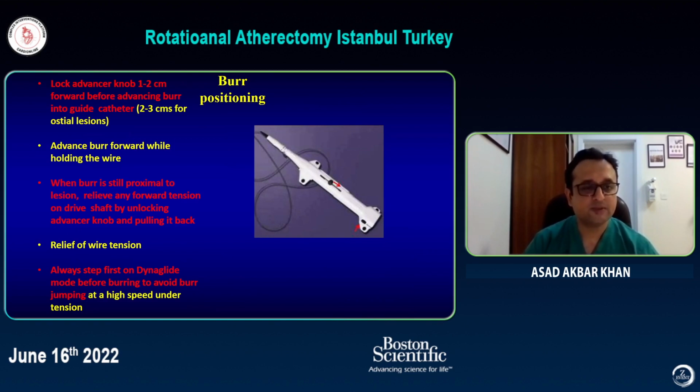When the burr is still proximal to the lesion, relieve any forward tension on the drive shaft by unlocking the advancer knob and pulling it back. One of the things that we have always seen in all these high volume centers is that the first time you put the foot on the pedal, if there is still resistance or some tension in the system, your burr tends to jump forward. So to overcome the dissection problem with that, you always press on Dynaglide first. Always press on Dynaglide before you start rotablating, and then once you've taken the tension out, you start burring.